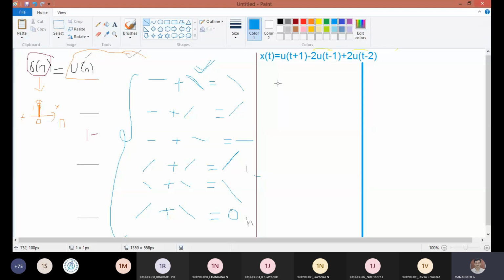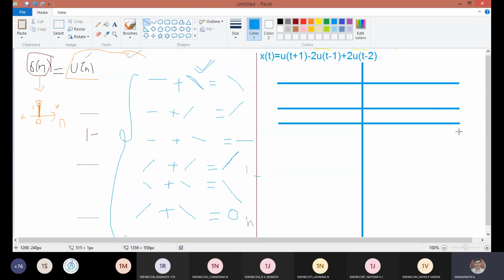For your reference, I'm just marking the scale. So I can start with u of t only. Then again you want to plot u of t plus 1. Then you want u of t minus 1 with amplitude, and here negation means we'll give priority towards downside. So the downside signal will come. Then u of t minus 2 will be here for the 2, and I will give last space to write the final output. So this is the sketch.